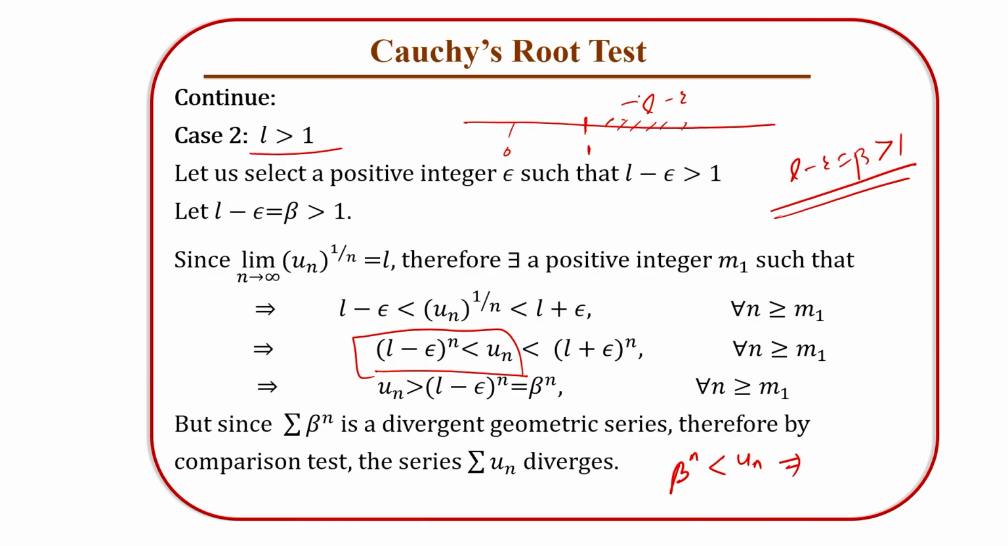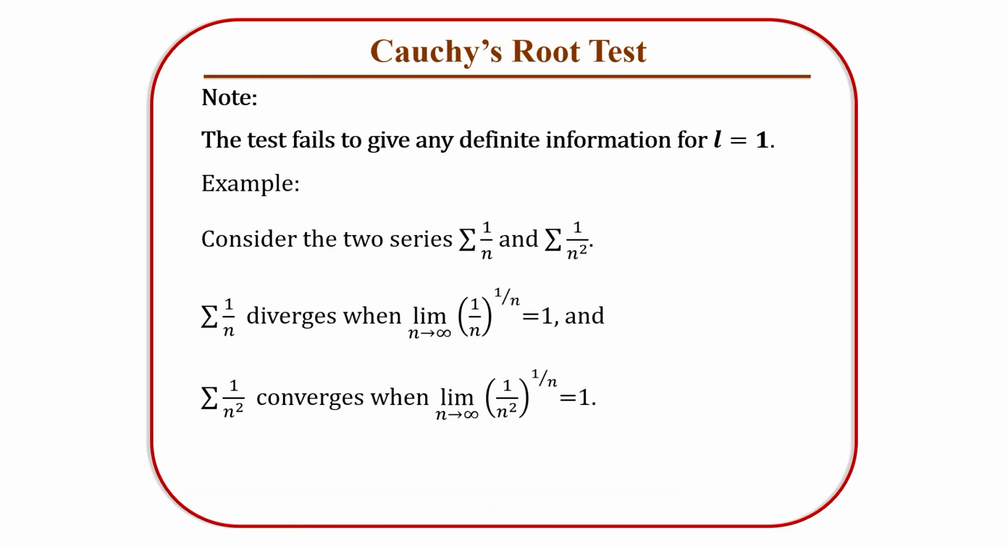So, this means if I choose beta to the power n, and remember the value of beta is greater than 1. That means it is a diverging geometrical series, a divergent geometrical series. And here beta to the power n is less than un. That means un is also going to be a diverging series. The test fails at L equal to 1.